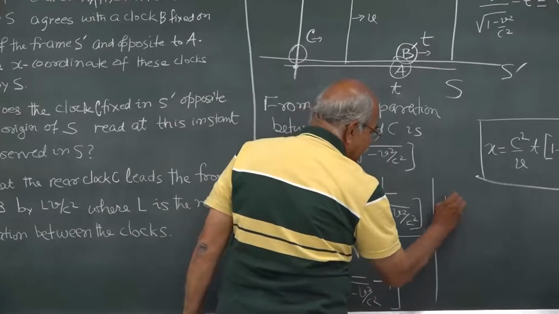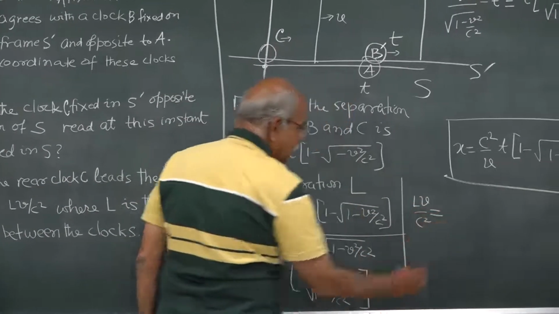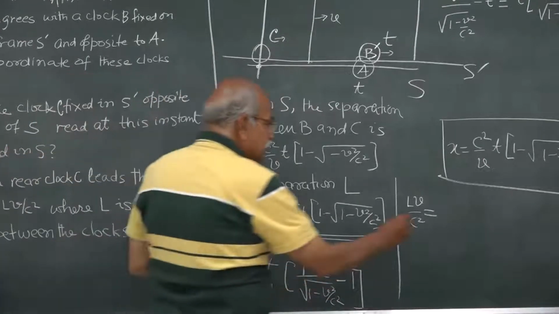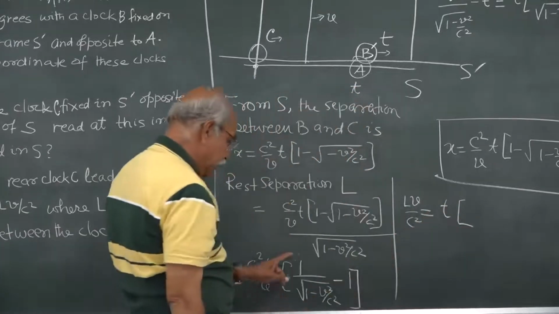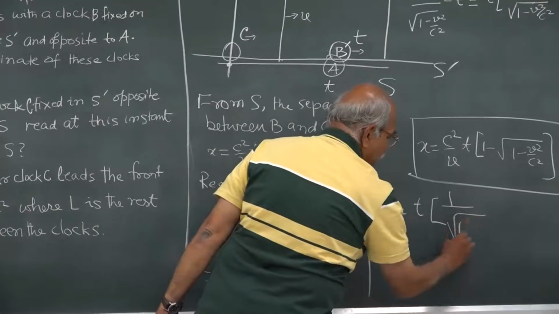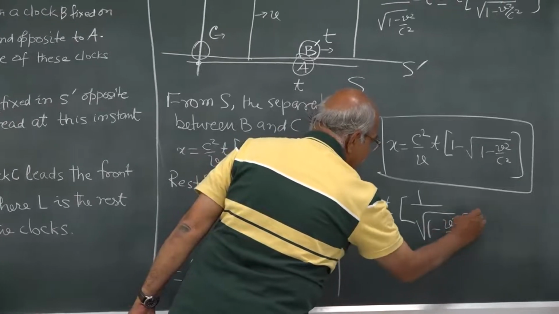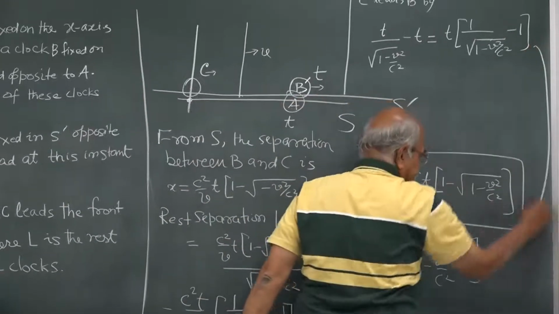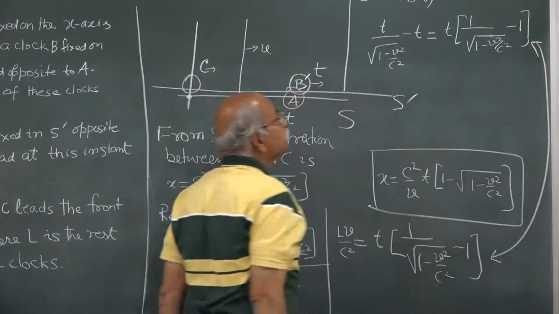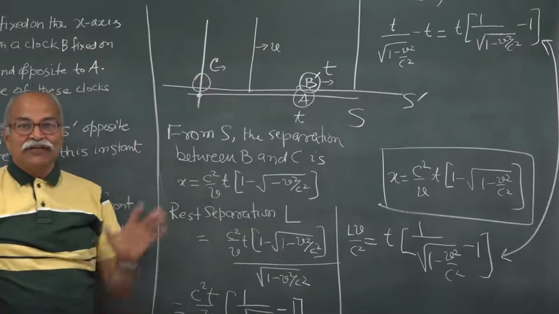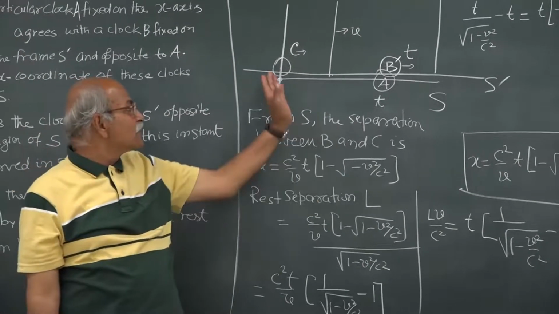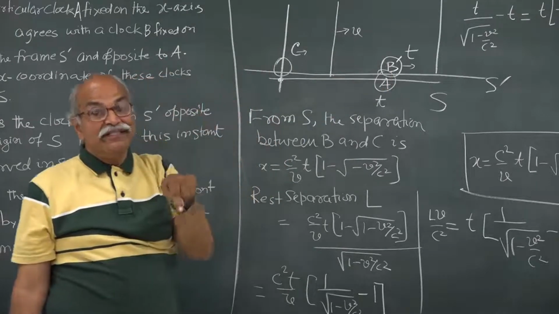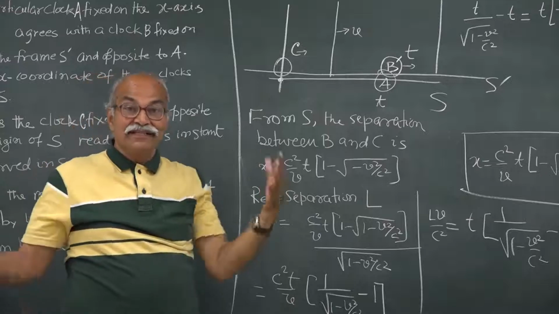So, L v by c square is equal to v by c square. So, this cancels out and you are left with t, and then 1 divided by square root 1 minus v square by c square and minus 1, and that is same as this. That is same as this. Okay, so everything is consistent. This rear clock leads the front clock by L v by c square, where L is the rest separation.